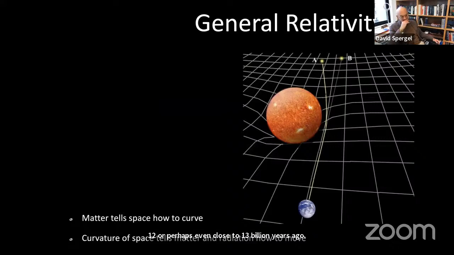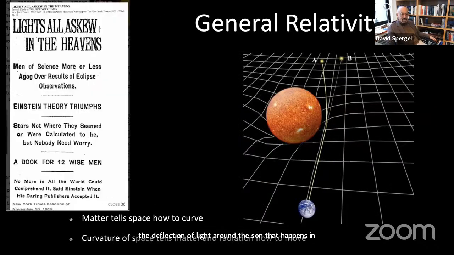Now that we understand special relativity, let's turn to general relativity. And the key idea in general relativity is that matter tells space how to curve, and the curvature of space tells matter and radiation how to move. And in this picture, you can see the famous effect of the deflection of light around the sun that happens in an eclipse. And here's a report from over 100 years ago from the New York Times describing the first observation of the deflection of light.